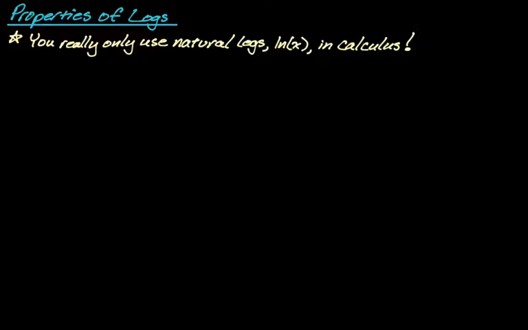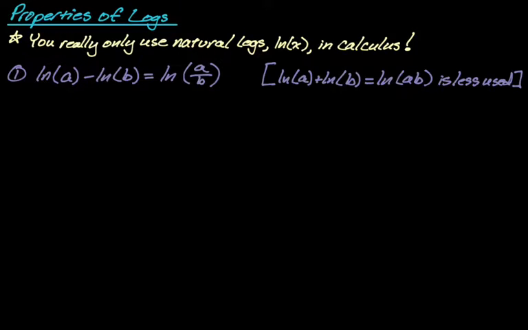Let's look at the properties. Number 1, the natural log of a minus the natural log of b is the natural log of a over b. So subtraction between logs becomes division within logs. That is more important from a calculus standpoint, in my opinion, than this rule, that the natural log of a plus the natural log of b is the natural log of a times b. In my experience, that is far less used in calculus. So it's that subtraction between becomes division within. You will find yourself using that quite a bit, especially when you're taking limits. That's more of a Calc BC thing, but it does happen. So that's one of the properties.